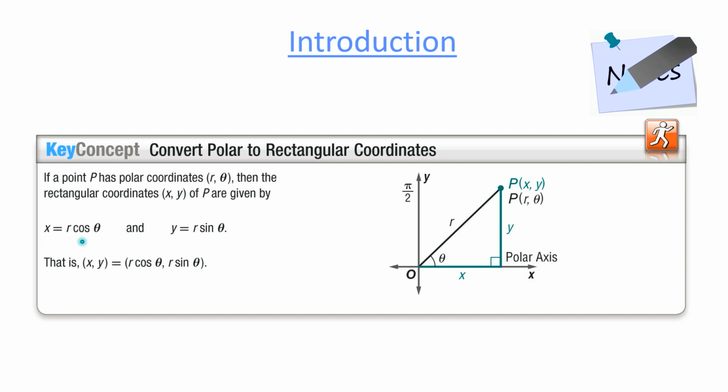But how to find x and y? If r, theta, the polar coordinates, are given, then you can find the rectangular coordinates x, y, which are given by x equal r cos theta and y equal r sin theta. So now we are going to use this mostly throughout the topic, so you need to be very familiar with it. So x, y will be r cos theta and r sin theta.